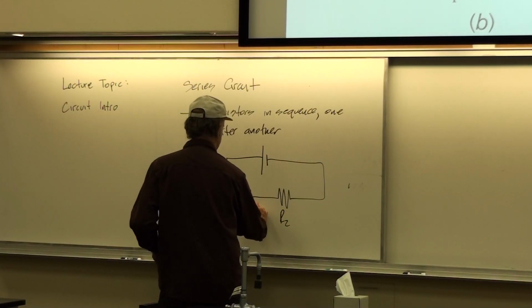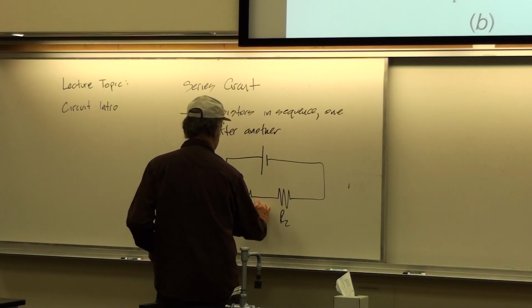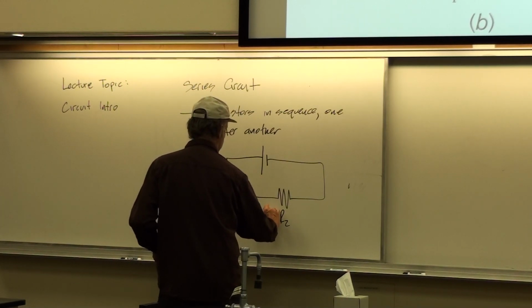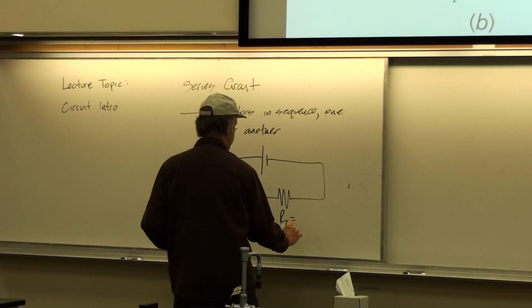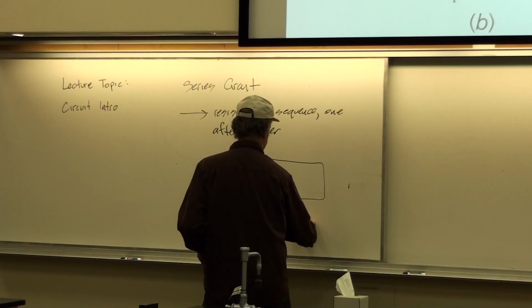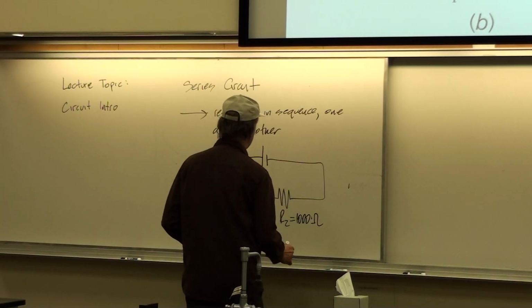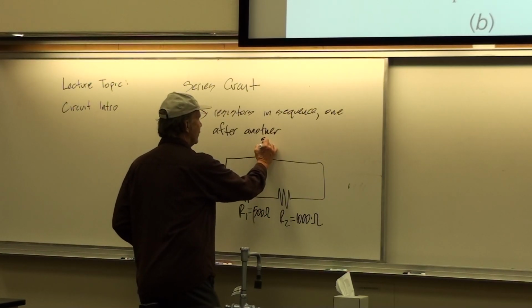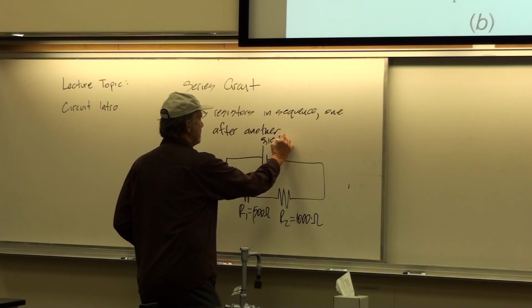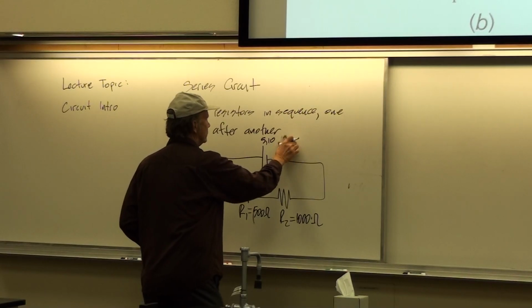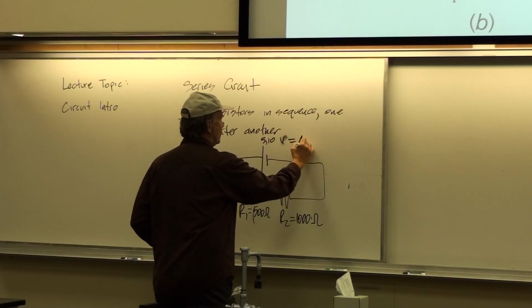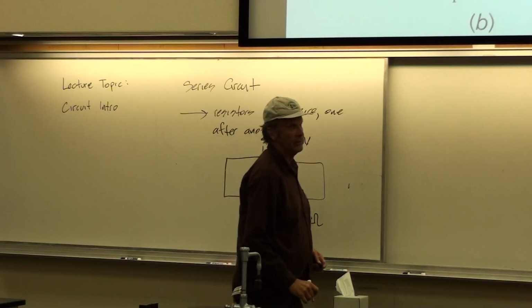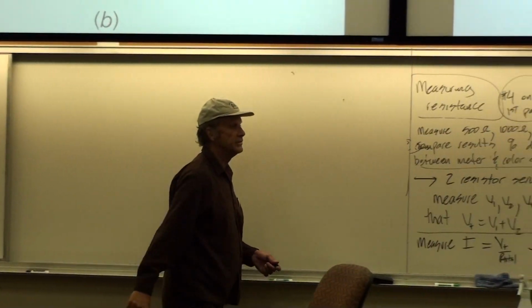For our purposes here, we'll have R1 be 500 ohms and R2 will be 1,000 ohms in this lab. And our source of voltage will be either 5 or 10 volts. So in other words, we'll do both, a 5-volt source and a 10-volt source.